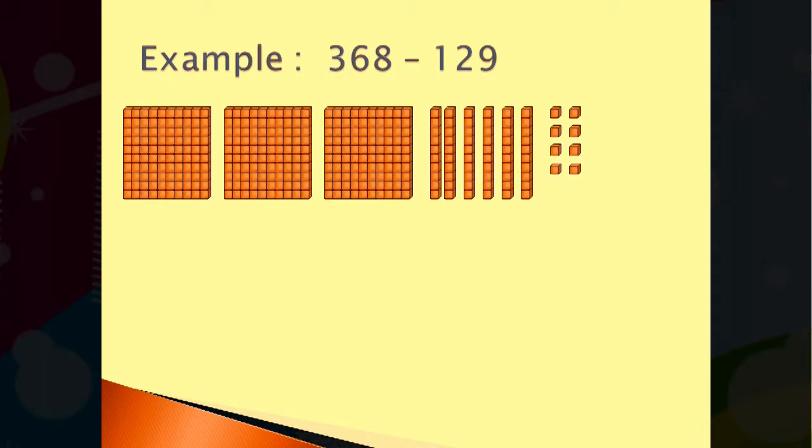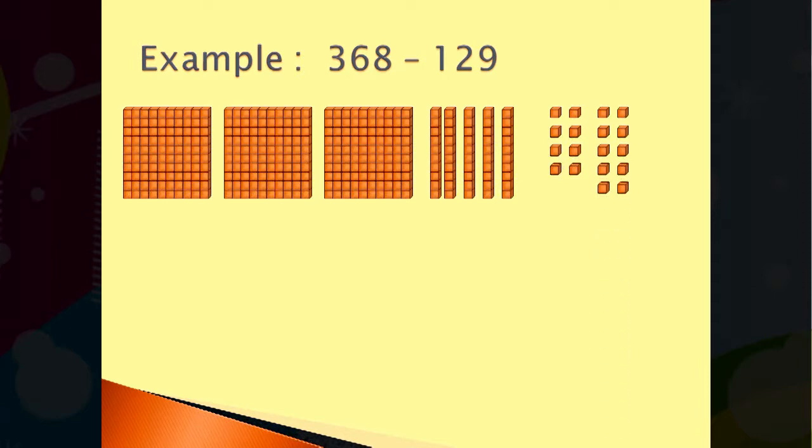368 minus 129. Here we have 8 units and would like to subtract 9 units. Now, in order for us to do that, we're going to regroup. So we go to the tens column and we're going to take one group of 10 from there and regroup it as 10 units. Now we have 18 units and we want to subtract 9 units. Let's do that. That leaves us with 9 units.